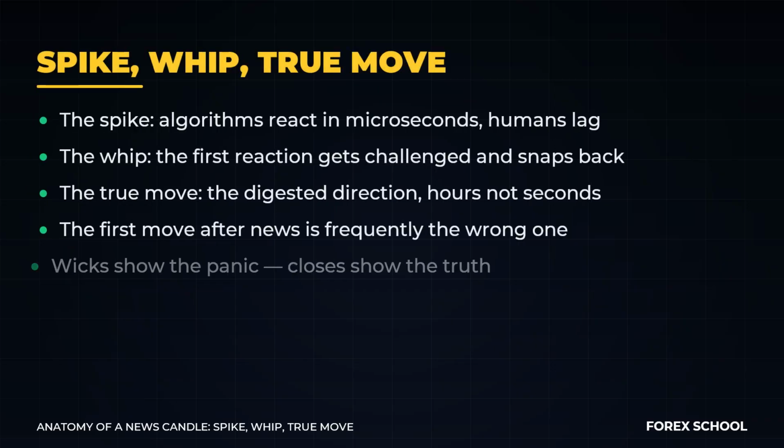Act 1, the spike. Algorithms read the number in microseconds and price leaps, often 30 or 50 pips before a human has finished reading the headline. Act 2, the whip. The first reaction gets challenged, profit-taking, second thoughts about the detail beneath the headline number, and price snaps back hard, sometimes clean through the other side of the range.